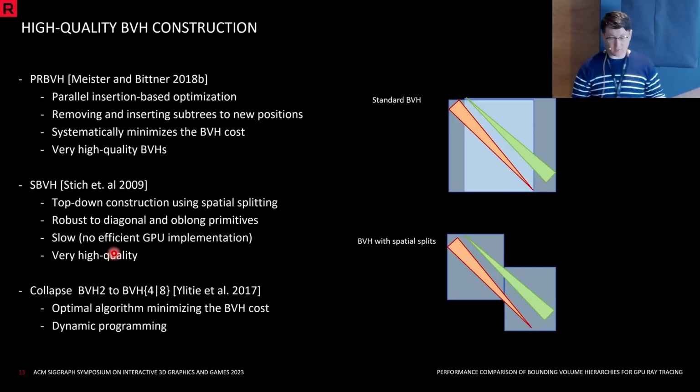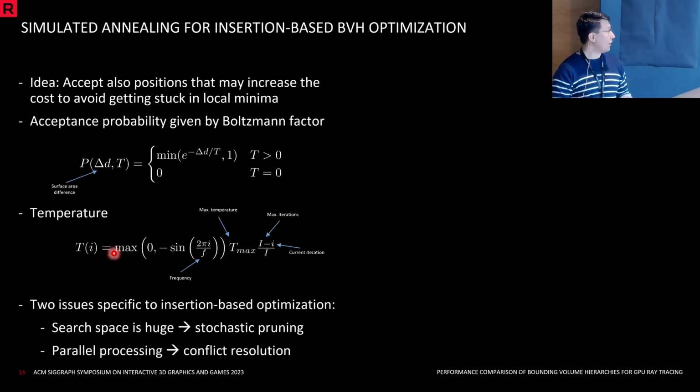And the last technique, collapse. All these construction or optimization algorithms produce binary BVHs. And we would like to also evaluate wide BVHs, BVH4, BVH8. To do that, we use this post-process collapse to convert BVH2 to wide BVH. We use the algorithm proposed by Ylitie and colleagues, which uses dynamic programming to find the optimal conversion from binary BVH to wide BVH.